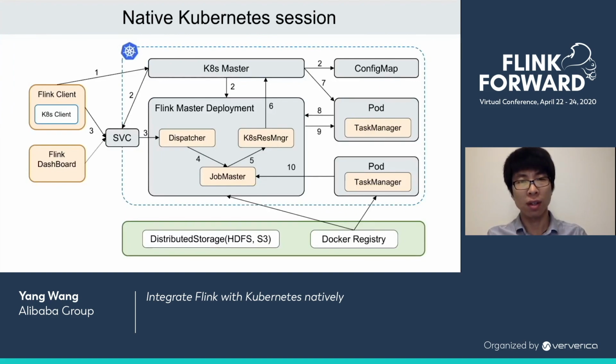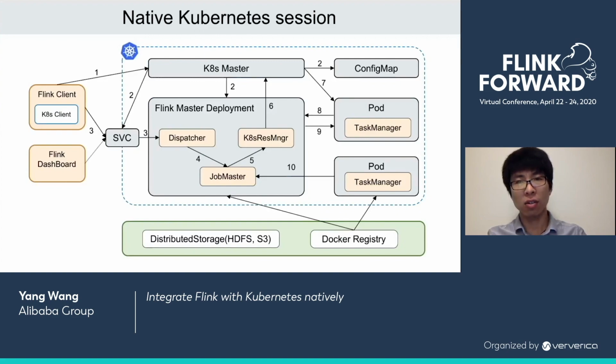Next, the task manager is launched by Kubernetes. Once the task managers come up, they will register at the resource manager. And then the slot manager requests slots from the task manager. The task manager will offer slots to the job master, and the job master will start to execute the job. All the tasks will be deployed and running.